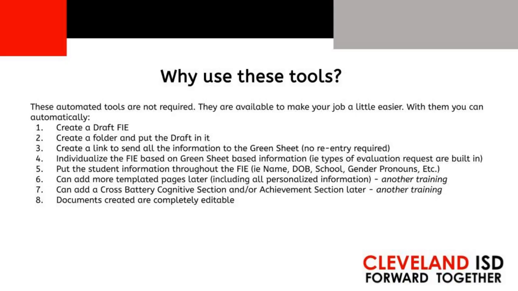The draft FIE that is created is based on everything that you put into the Google form. So whatever evaluation types that you state for that evaluation will be put into it. If you say that the student's going to get a speech evaluation, it will go in there. If you say they're getting a visual evaluation, it will be in there. Now, some of those are still in progress, but you'll at least have a place marker to help you remember what needs to go into it later on.